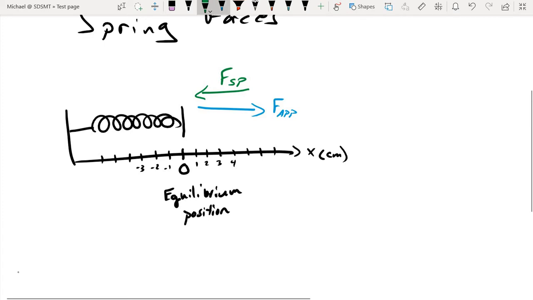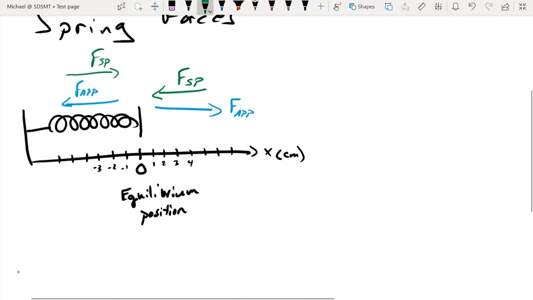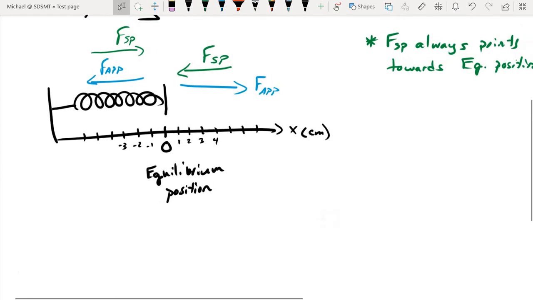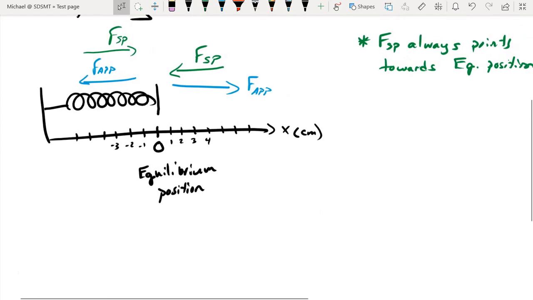And this doesn't matter if the applied force is stretching the spring out or if the applied force is compressing the spring. In either case, the spring force wants to return back to equilibrium. And this will be our first concept for the spring, is that spring force always points towards the equilibrium position. And this is going to be very important when it comes to figuring out what kind of work the spring is capable of doing.